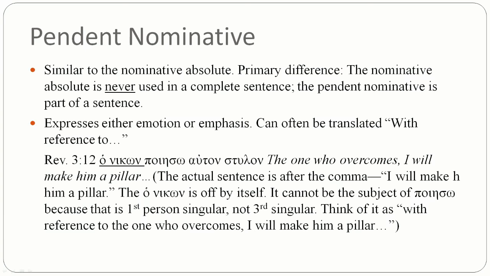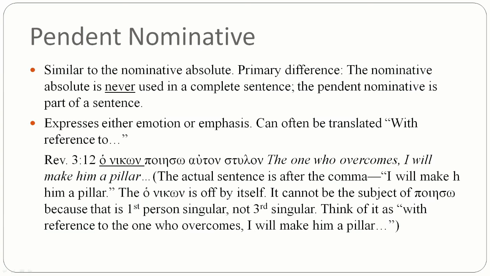It's kind of restating this. It's actually a restatement of the auton. It's telling you who the auton is. I will make him a pillar. Who's the him? It's the one who overcomes. You can think of it with reference to, supply that phrase there. With reference to the one who overcomes, I will make him a pillar in the temple of my God.